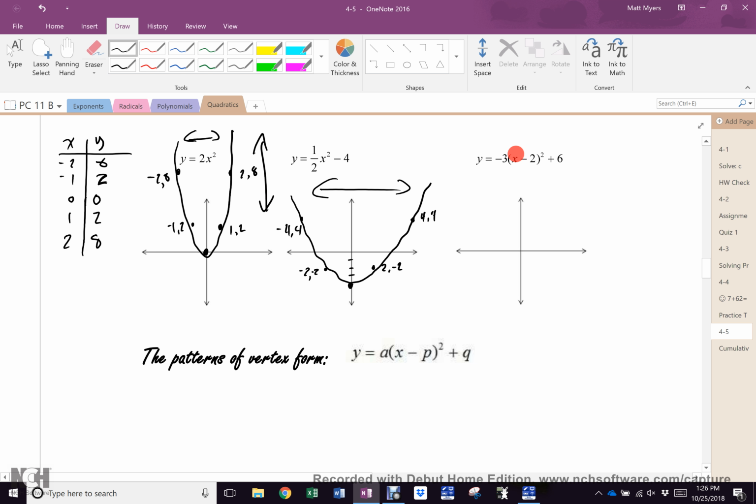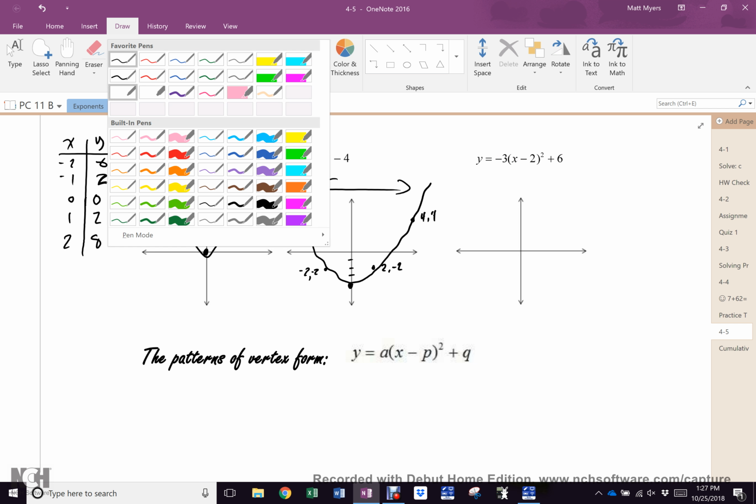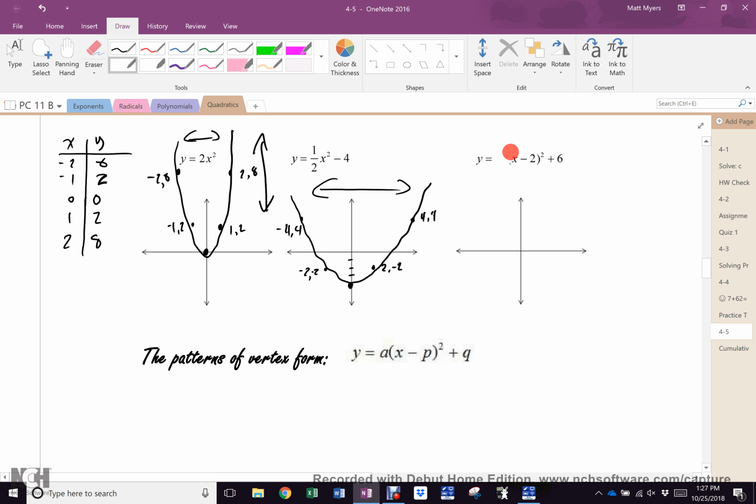What do you see in this last one? Everything. So, if nothing was happening here, it was y equaled x squared, we could graph it, right? It would look like this. Yeah?